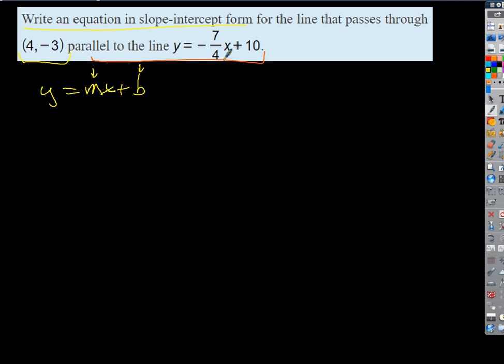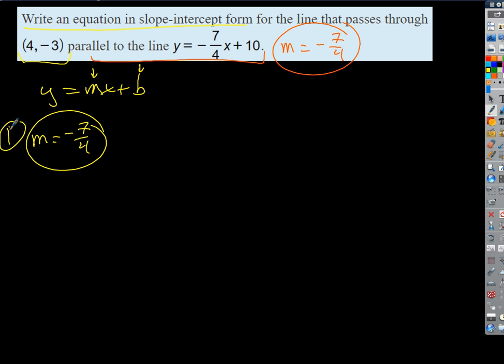So would you agree, here's our strategy then. If I could find the slope of the orange line, and the yellow line is parallel to it, same slope, right? What is the slope of the orange line? -7/4, because it's the number in front of x, isn't it? It's the coefficient of x. So this is telling us that the orange slope is -7/4. Well, then that's got to be our slope too, right? That's the yellow slope.